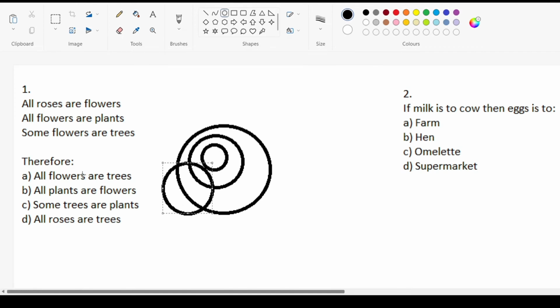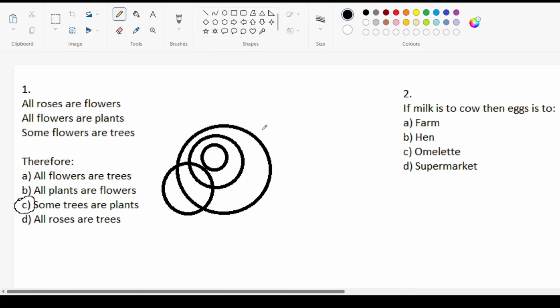So now, therefore, all flowers are trees. Is that correct? That's incorrect, because only some of them are. All plants are flowers. That's also incorrect, because only some of the plants are flowers. Some trees are plants. Now that's correct, because some trees are in the plant circle. And D, all roses are trees, that's incorrect. So the correct answer is C.